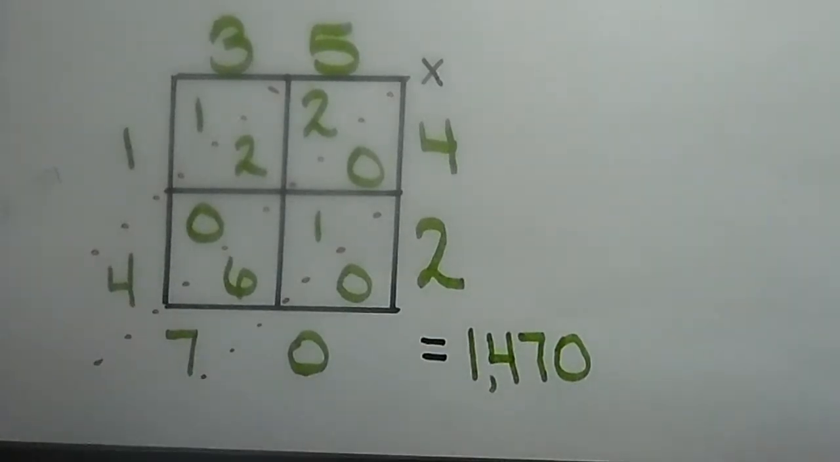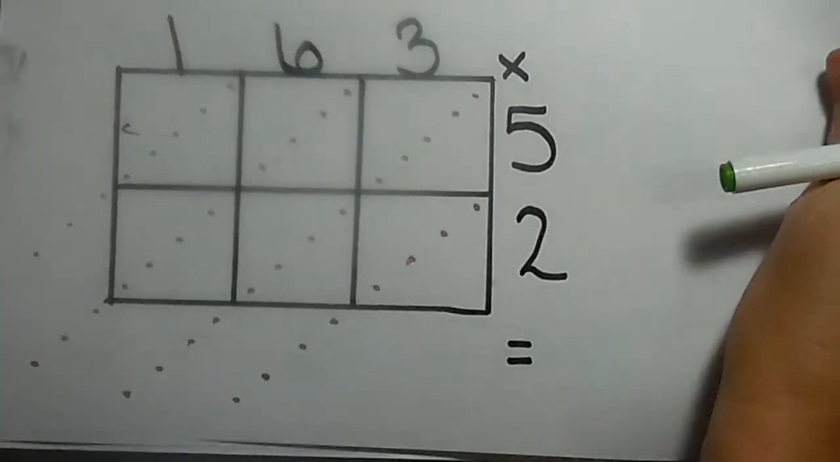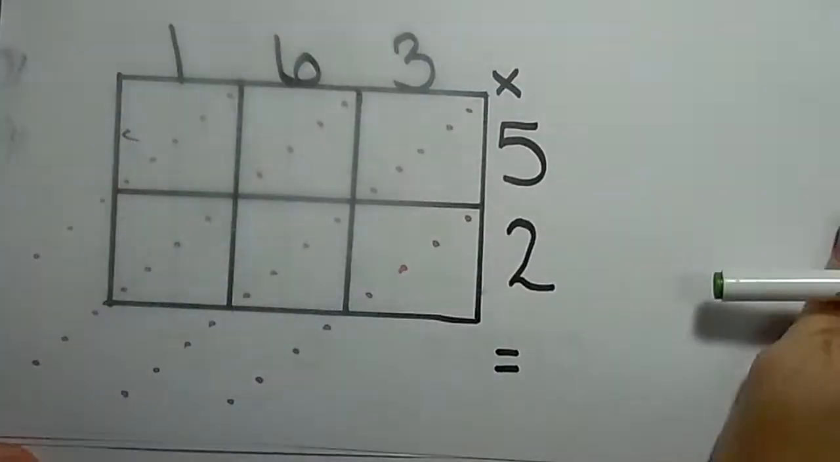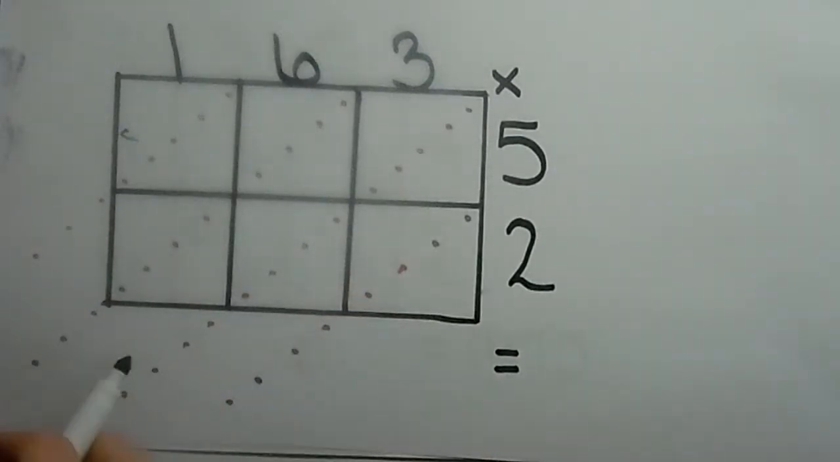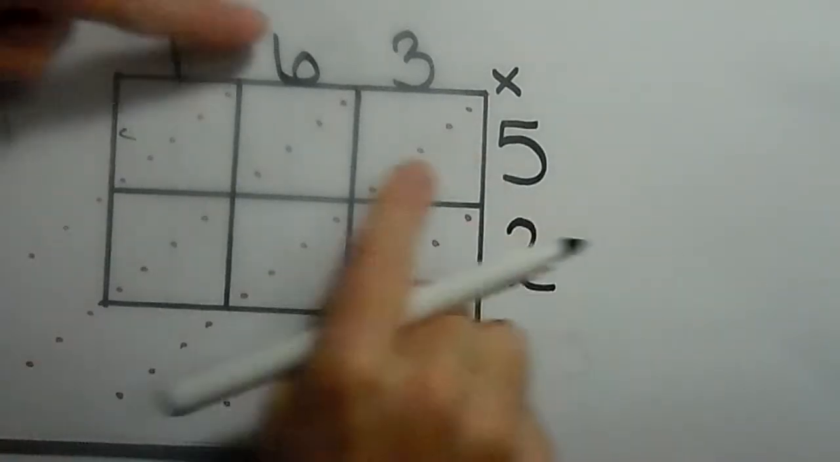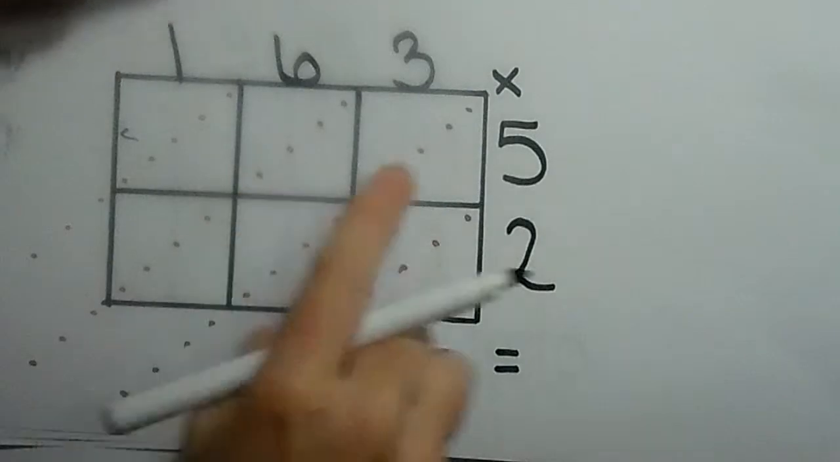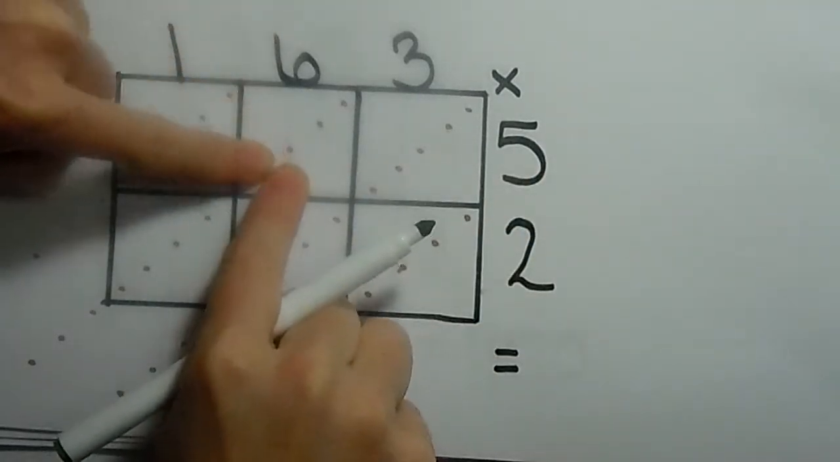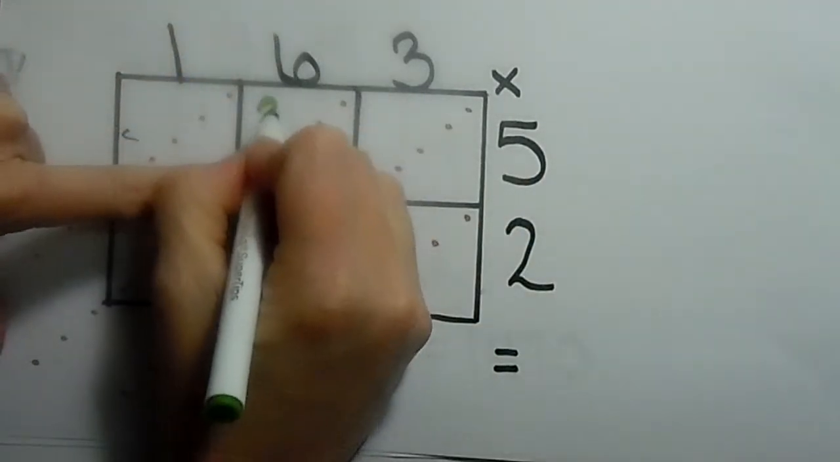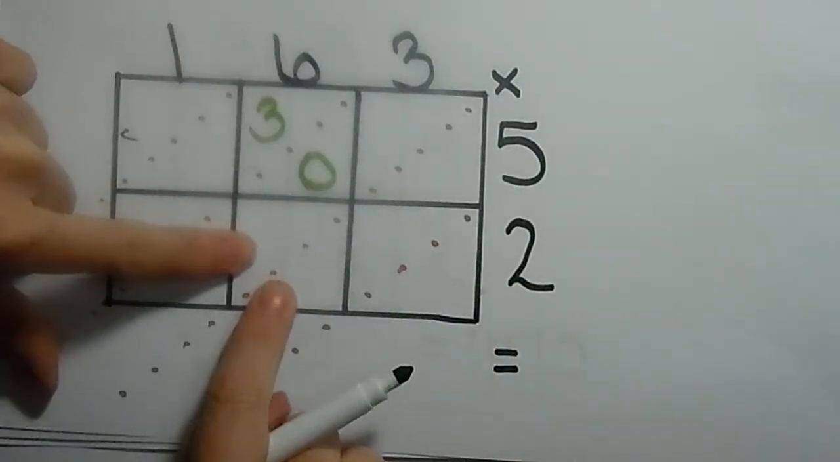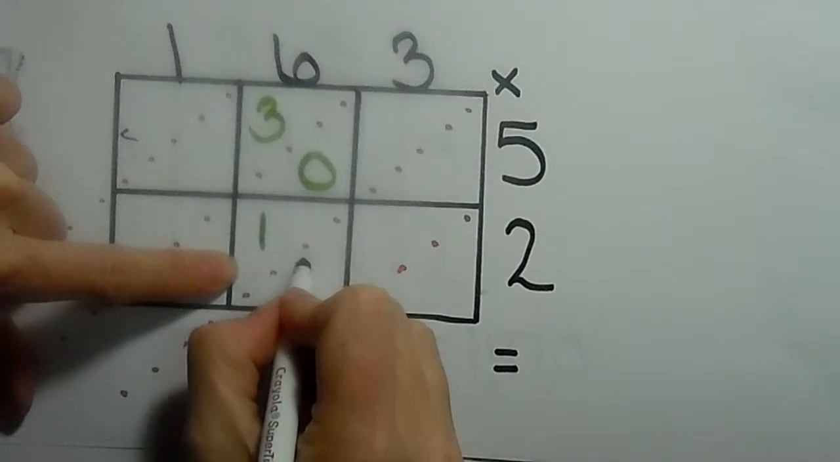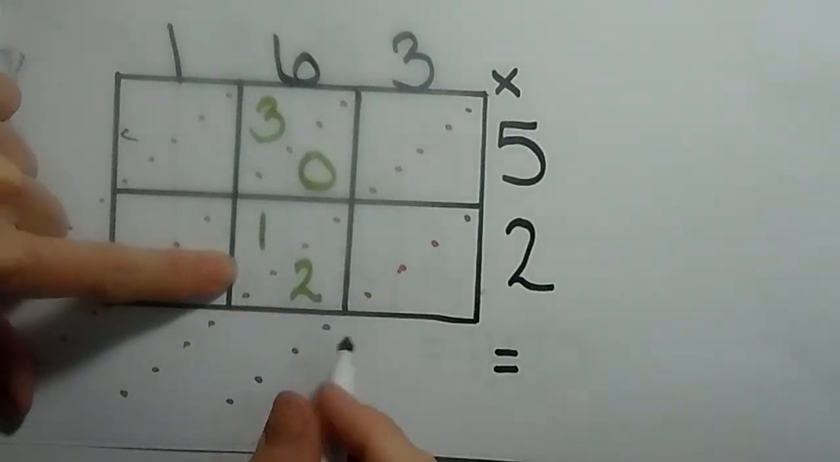Our last problem, I'm going to multiply a 3-digit number by a 2-digit number. We're going to multiply 163 by 52. And like I said before, it does not matter which box you start in, so I'm just going to randomly start here. We have 6 times 5 is 30. We have 3 in the tens place, 0 in the ones. Here we have 6 times 2 is 12, 1 in the tens place, 2 in the ones place.